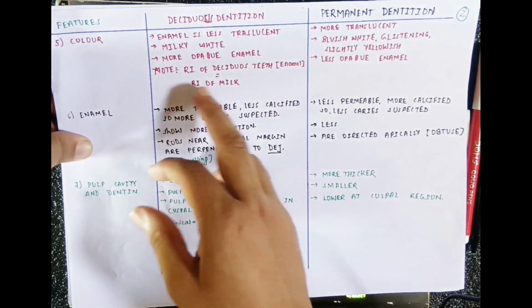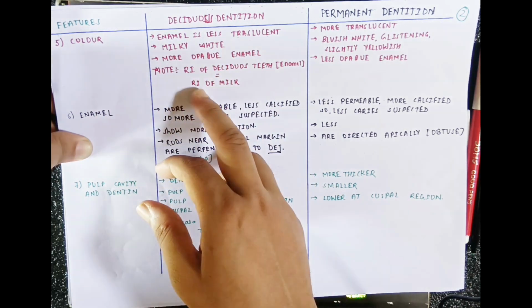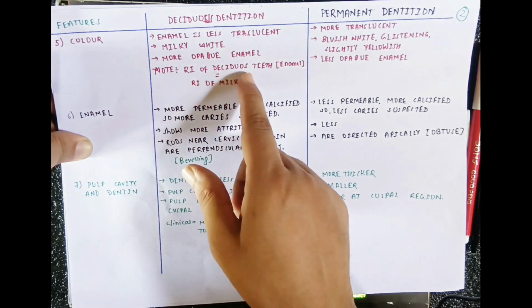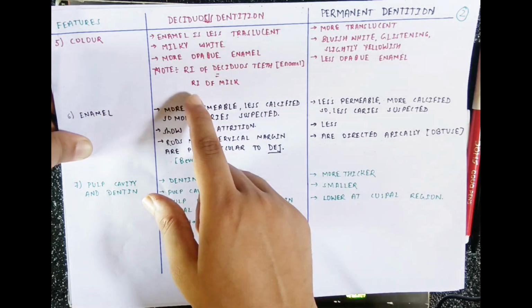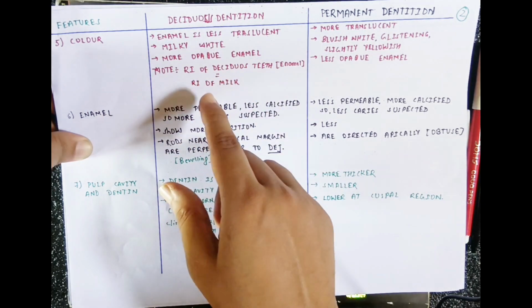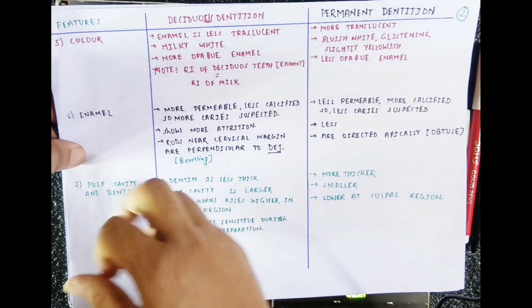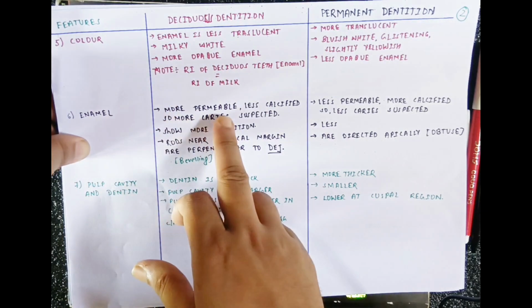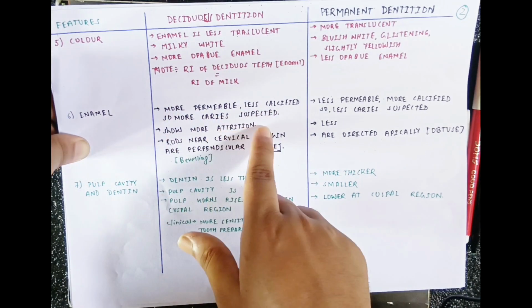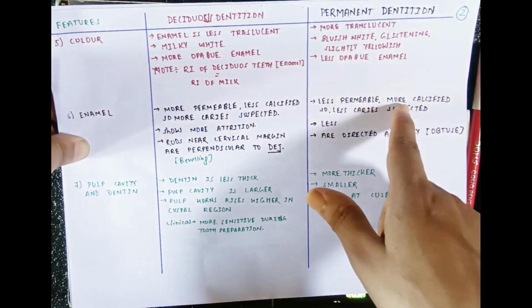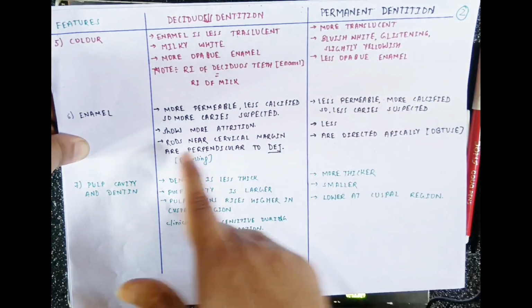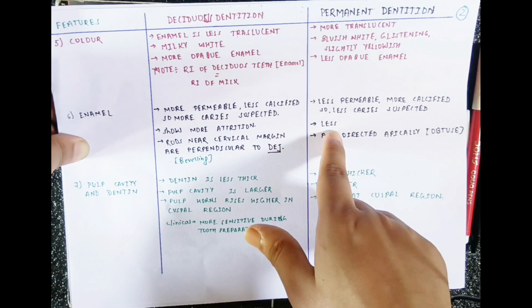And one thing I want to tell you: if you want to remember this, you can remember that the refractive index of the deciduous tooth, especially the enamel, is equal to the refractive index of milk. So we also call it milk tooth. Now in enamel we can see here it is more permeable, less calcified, so more caries susceptible. But here they are less permeable, more calcified and less caries susceptible. They show more attrition and they show less attrition.